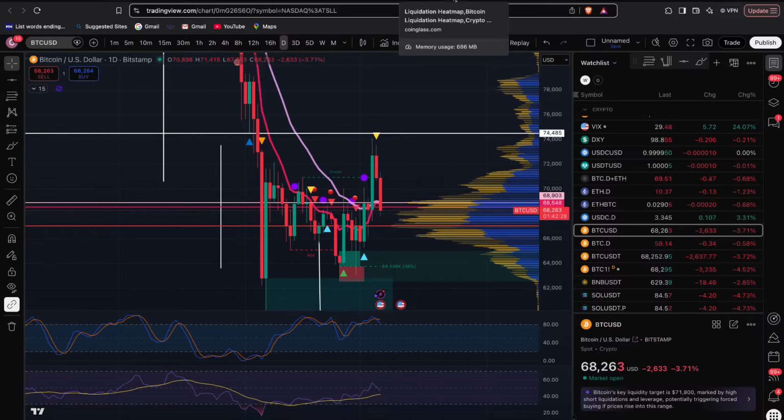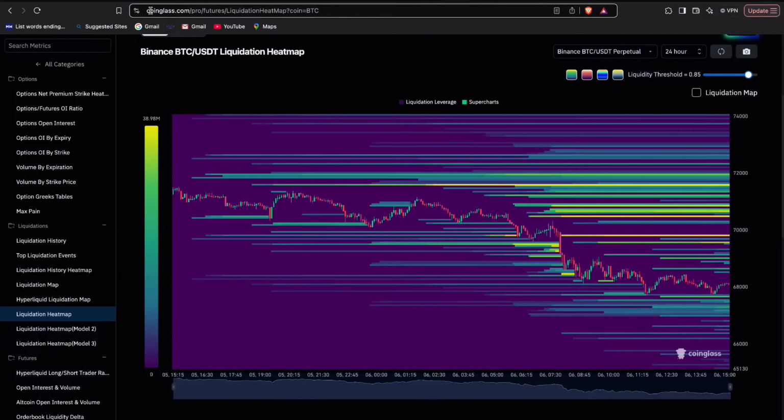Let me take you over to what I call the yellow brick road, and this is what I use with the charts. Now, this is a free app. You can go to coinglass.com. You can also download the CoinGlass app on your phone. And what it's going to show is a liquidation heat map.